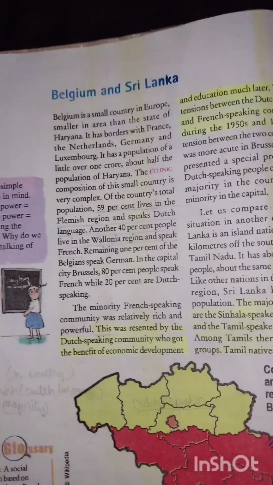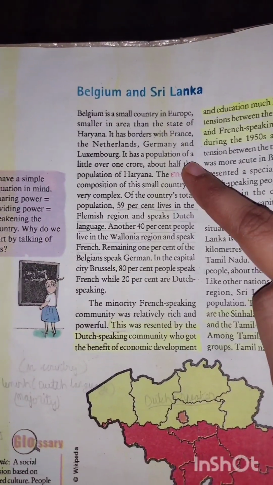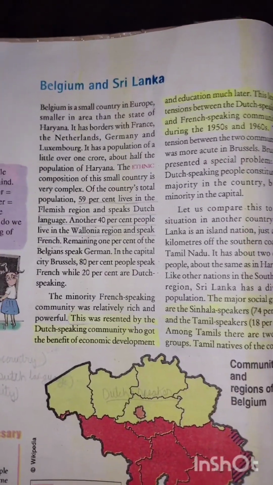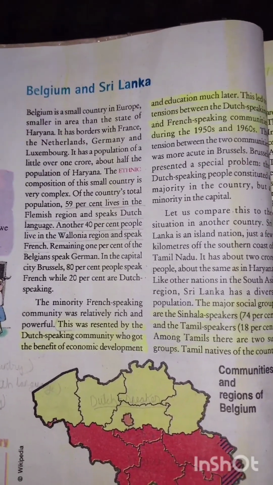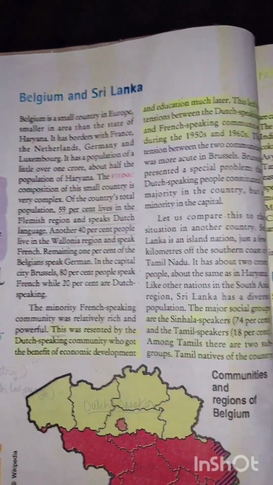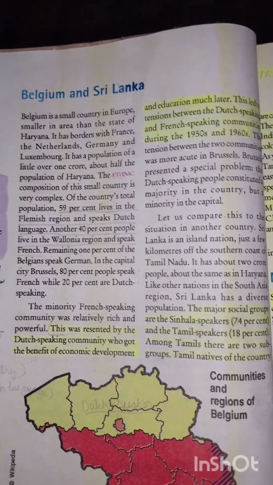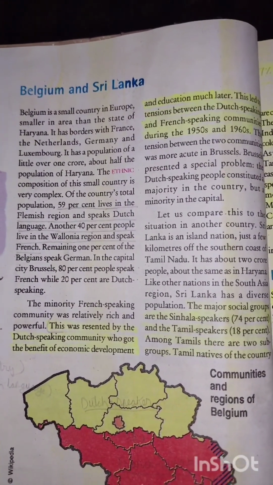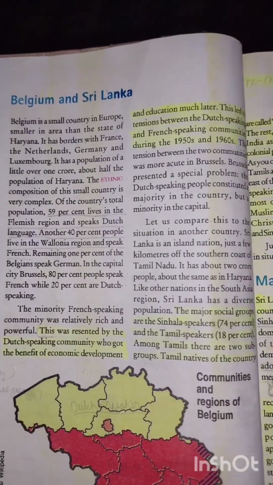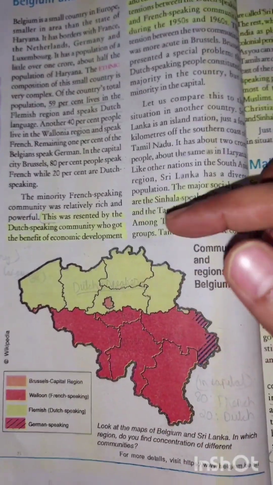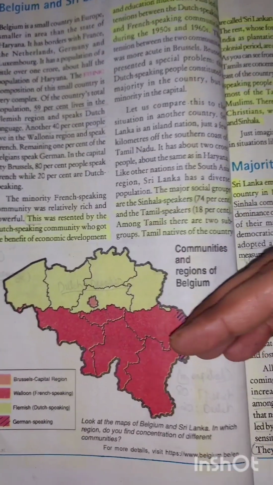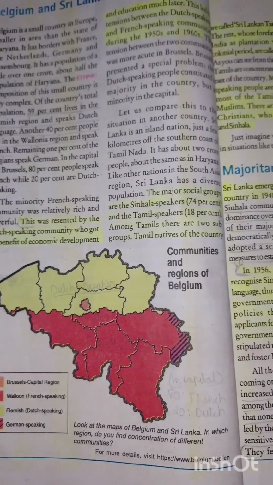Belgium is a small country, and they are saying here in this line that Belgium's population is half of that of the Indian state Haryana. You can see it's clearly written here that the population of Belgium is half of whatever we have in Haryana, and there are various ethnic groups living there. If you look at this map, it's clearly shown that the region of Belgium was divided into various groups on the basis of the language spoken in those regions.